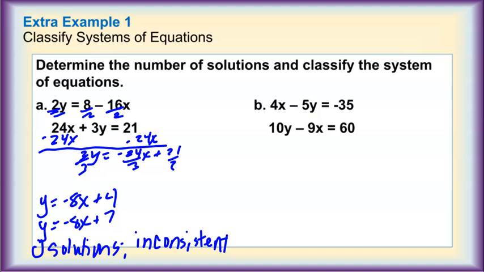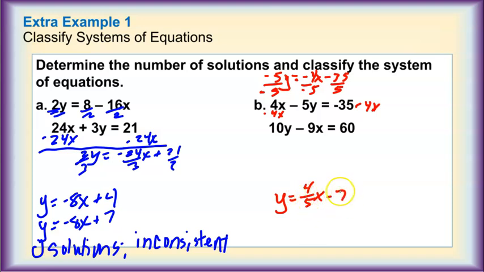And the second example here. Here I'm going to get this in y equals mx plus b. So I'm going to subtract 4x on both sides. And that's going to give me a negative 5y equaling a negative 4x minus 35. Going to divide by negative 5 on both sides. And I have an equation that's y equals positive 4/5 x minus 7.